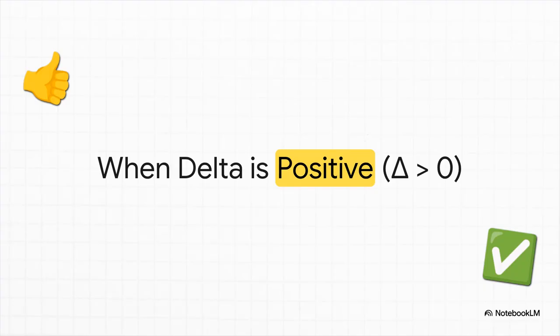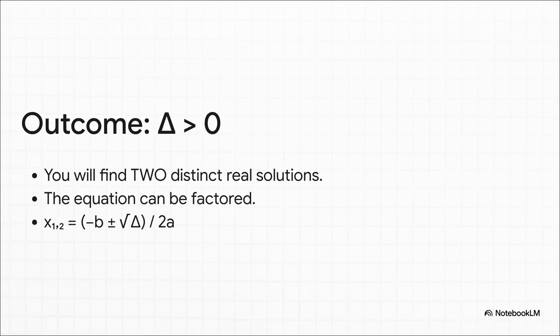Let's start with path number 1. This is probably the one you'll run into the most. It's what happens when your calculated delta is a positive number. You know, anything greater than 0. When delta is positive, here's the deal. You are absolutely guaranteed to find two different real solutions. And this big formula right here is how you find them. See that little plus or minus symbol? That's the secret sauce. It's what creates the two different answers. You just plug everything in and boom, your solutions pop right out.